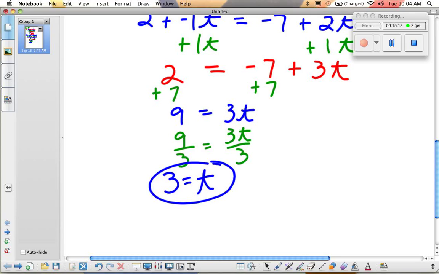What's the definition for an identity? An equation that is always true no matter what value is substituted for a variable. So an equation that is true no matter what you put in for the variable. In other words, could you put a fraction in? Yeah. Could you put a negative number in? Yes. Could you put a decimal in? Yes. Could you put pi in?